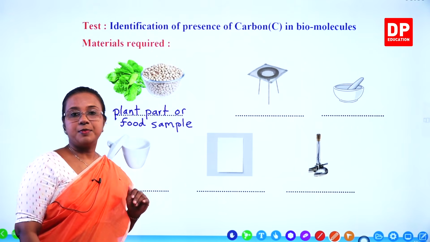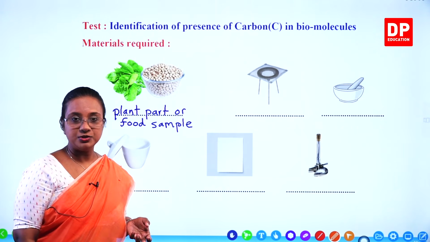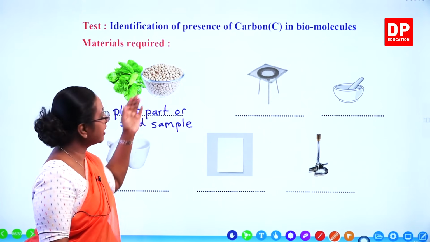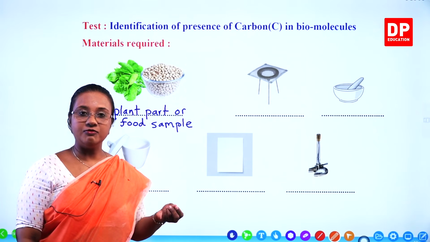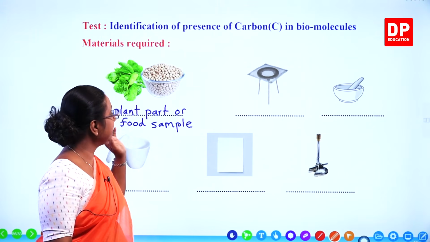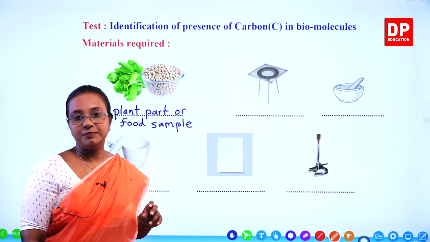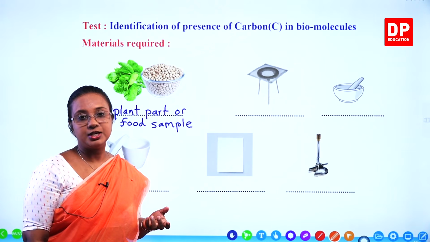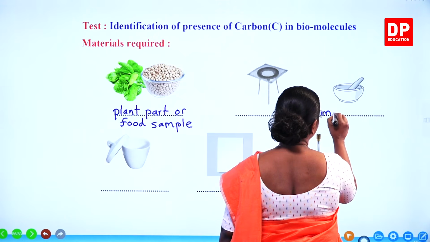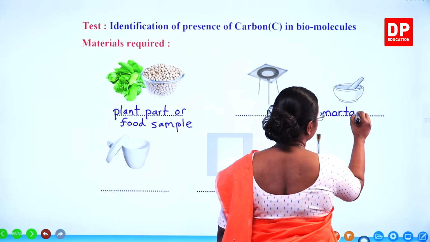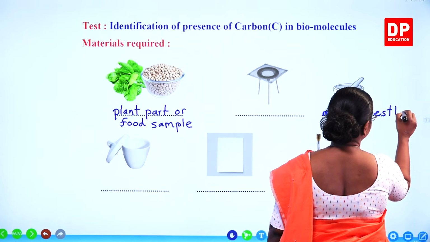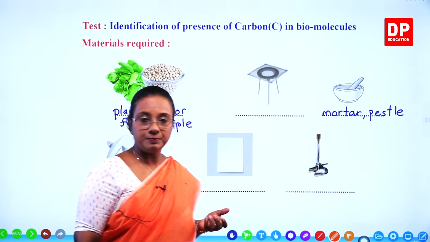So the first step of the activity, what we will be doing is, we will take a food sample. If it is kadala, you might have to soak it in water so you can grind it easily. Or if it is a green vegetable or just a leaf of a plant, then it would be easier to grind. So as usual, we will be using a mortar and pestle to grind the food particle.